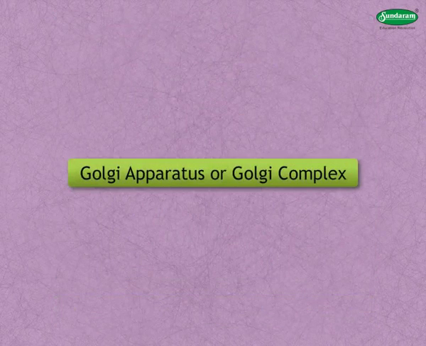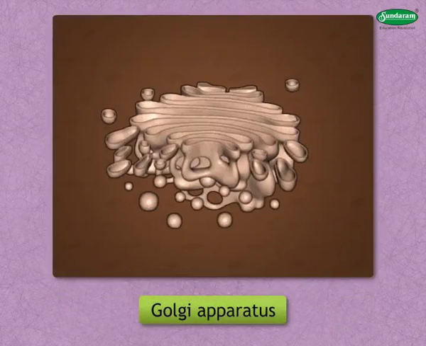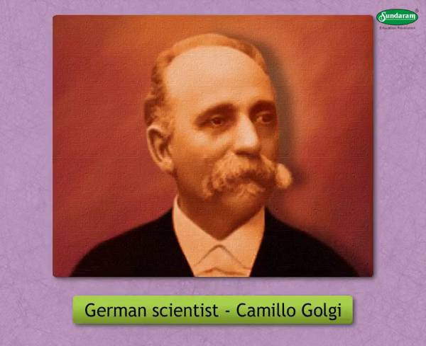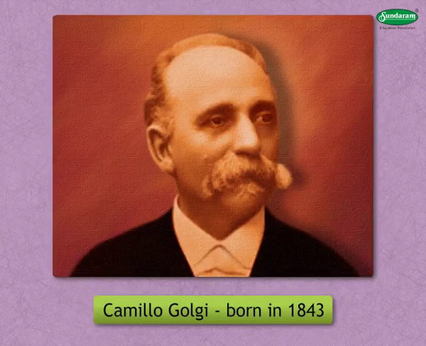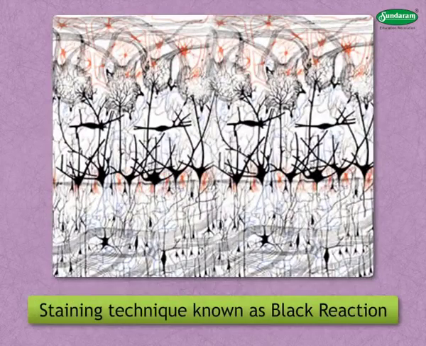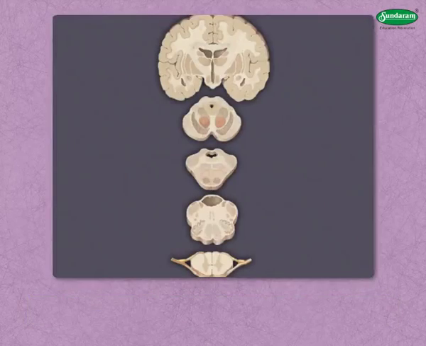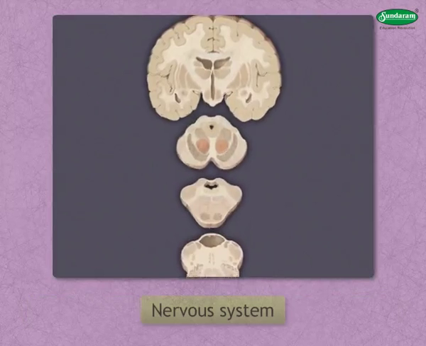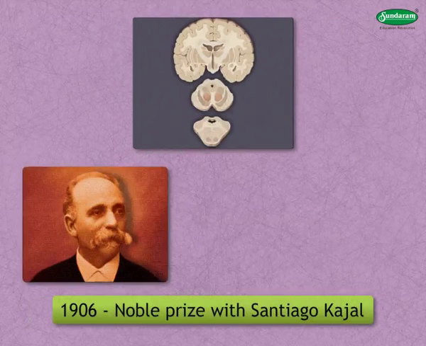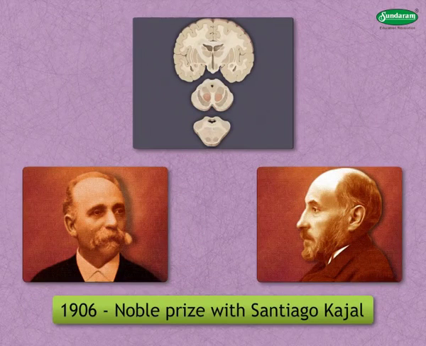Golgi apparatus or Golgi complex. Golgi apparatus was first described by a German scientist, Camillo Golgi. Camillo Golgi was born in 1843. He studied medicine at the University of Pavia. He developed a staining technique known as black reaction. With this technique, he was able to explore the nervous system in detail. In 1906, he shared the Nobel Prize with Santiago Cajal for their work on the structure of the nervous system.